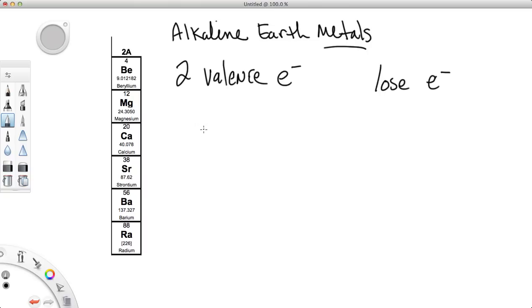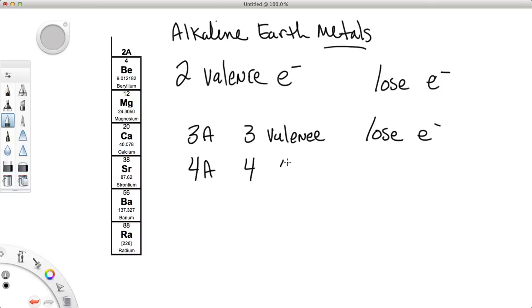So this is group 2, alkaline earth metals, 2 valence electrons, and they lose electrons. And the same thing goes for group 3A. 3A has 3 valence electrons, and they lose electrons as well. And then group 4A has 4 valence electrons. I'm just going to do tick marks there. They can lose or gain, depending on who they will form a bond with.